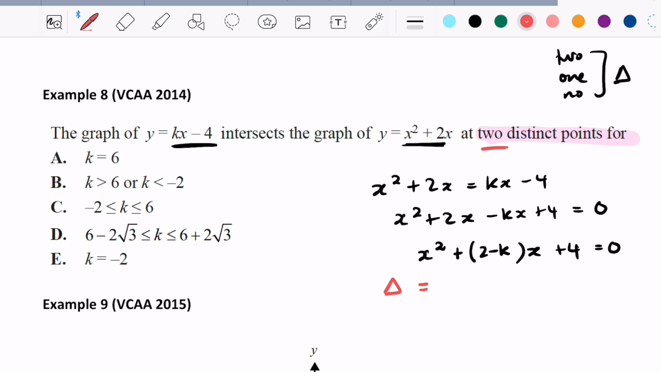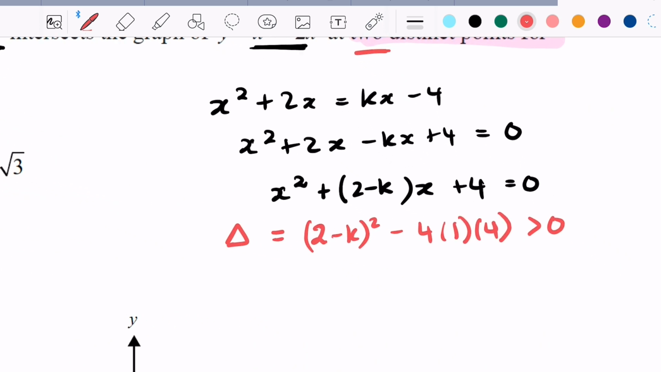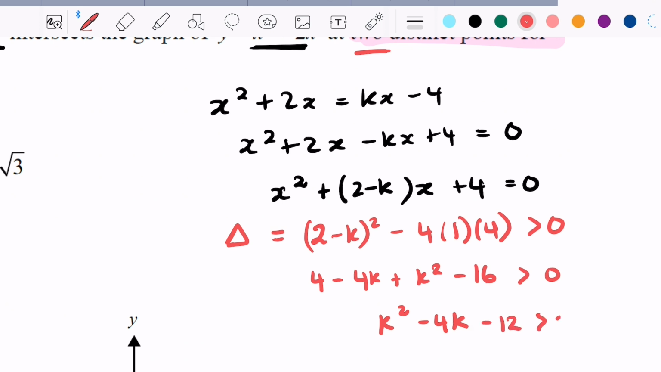So first we're going to find the discriminant, which is b squared minus 4ac, and we want that to be greater than 0. So I might go ahead and expand this. That'll be 4 minus 4k plus k squared. And then -4 times 4 is going to be negative 16. I want that to be greater than 0. I'm just going to rearrange it so it's in the form of a quadratic. So I have k squared minus 4k, and then 4 minus 16 is going to be -12.